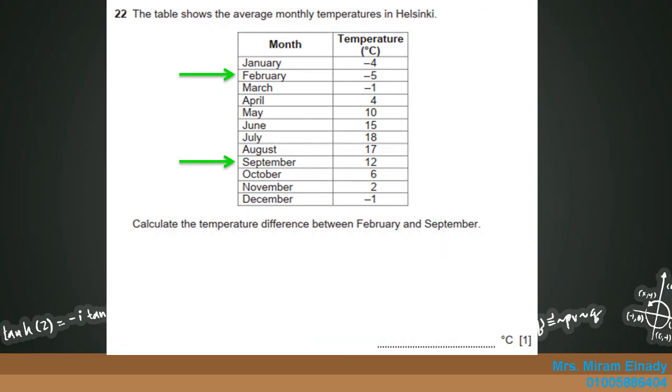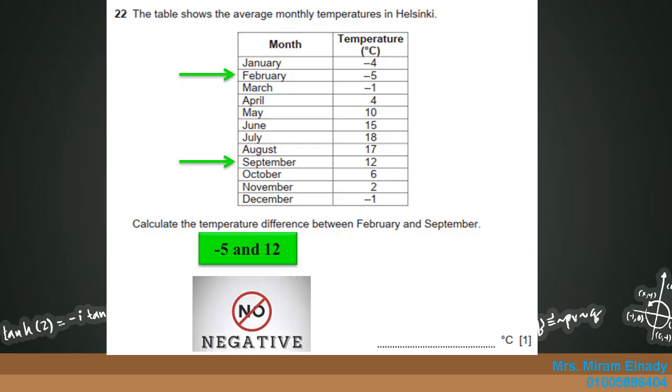The table shows average monthly temperatures. We need to calculate the temperature difference between February and September. February is -5, September is 12. When we want to find the difference, remember, we add. And remember that there's no negative when you say I want to find the difference. I'm not asking about the temperature of that day. I'm asking about the difference.